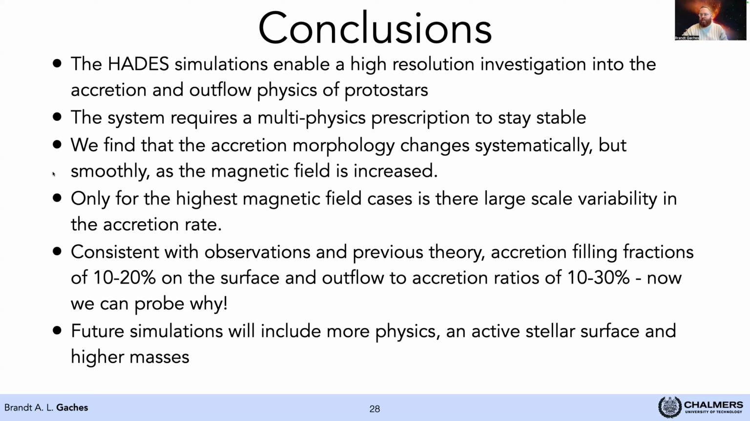So far, the simulations seem to agree decently with observations and previous theory. Now we can really start to delve into the physics and probe why these things are happening, why we get these values. Future simulations, which are currently planned, will include a bit more physics. So working with Rolf to include radiation pressure and ionizing radiation for the high mass stars, and an active stellar surface. I actually had this initially, but without self-gravity, the surface just constantly falls in and it's useless. So hopefully now with better physics, we can include an active stellar surface to maybe get proper shocks on the surface of the protostar and things like this.